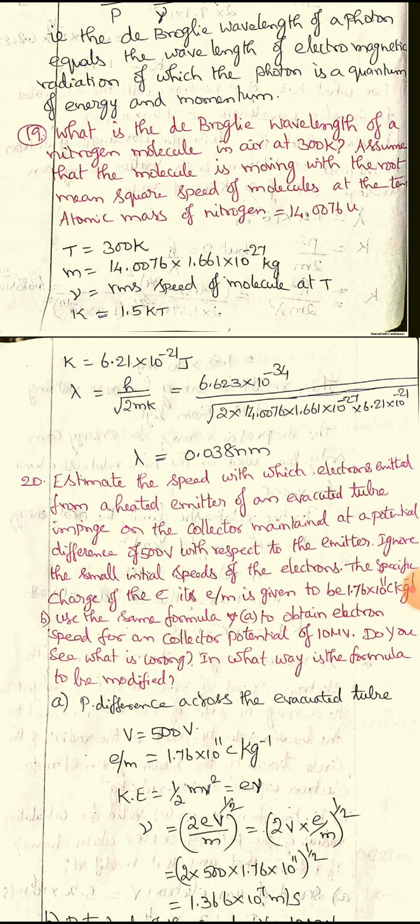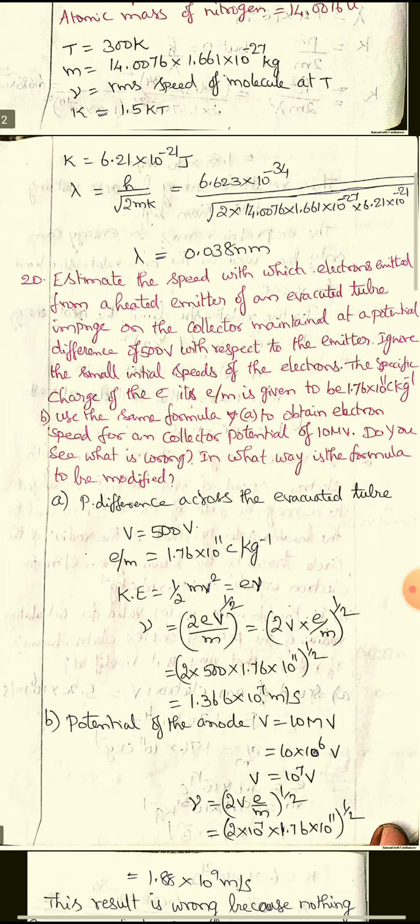So that lambda is equal to h divided by root of 2mK. Substitute the values and you will get the value lambda is equal to 0.038 nanometer. Then we go for the 20th sum.